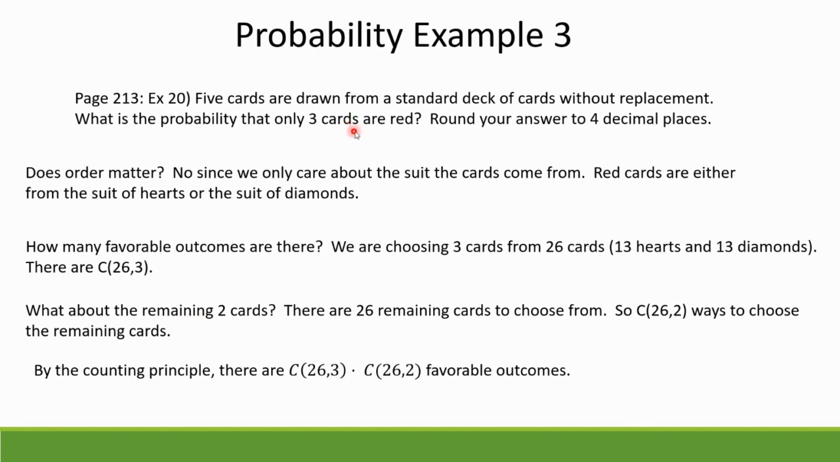Well, again, we don't care about the order either, right? All we care about is whether the cards are red or not. We're not saying what's the probability that we draw this card, then that card, and so on. We don't care about order here. And again, red cards are from the suit of hearts or the suit of diamonds, so there are 26 red cards.